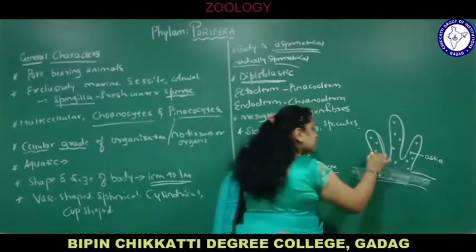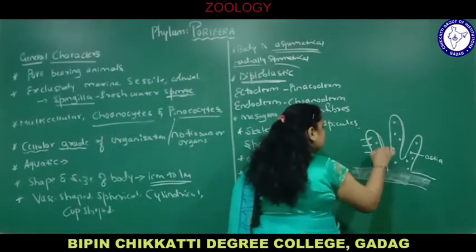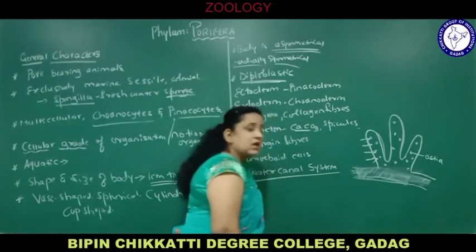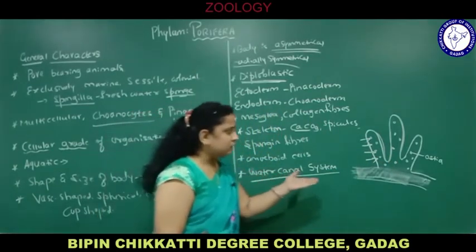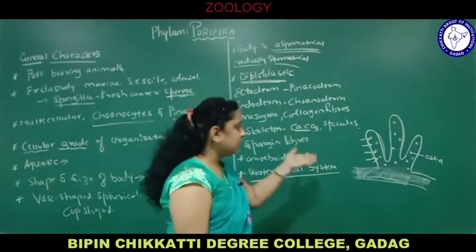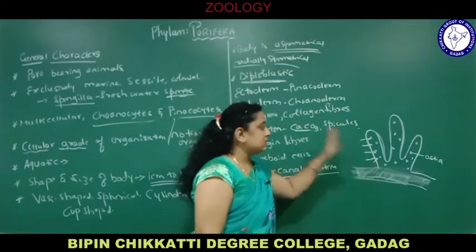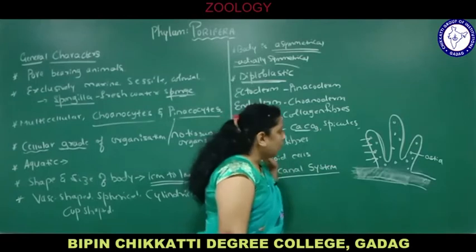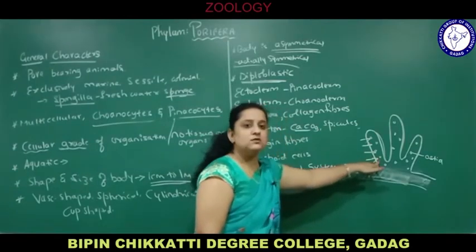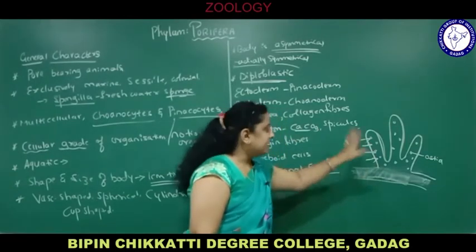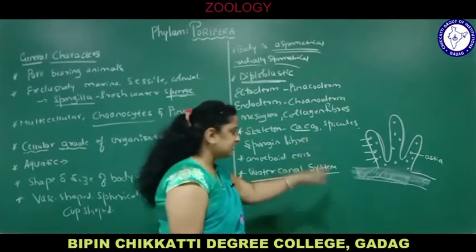Next, through these pores water enters into the body because they are marine, mostly aquatic, whether it be fresh water or marine water. They are basically aquatic, living in the water attached to some substratum. So how does the digestive system, how does respiration take place here? Water enters through these minute pores called ostia, and digestion, respiration, excretion take place.